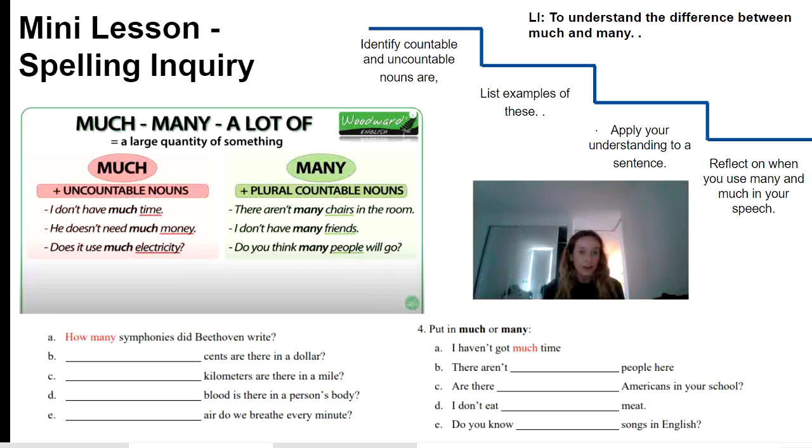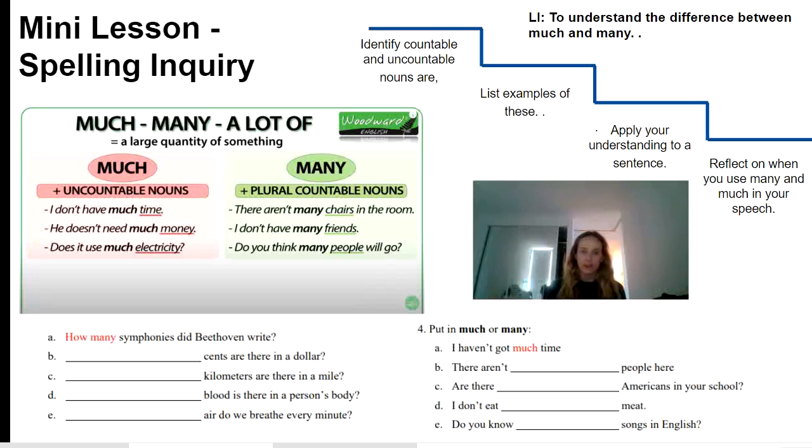And with these nouns, we use much to indicate a large quantity. So I don't have much time. He doesn't need much money. He doesn't use much electricity. Now, when we think about many, it is a lot easier to understand because many are things that you can count.